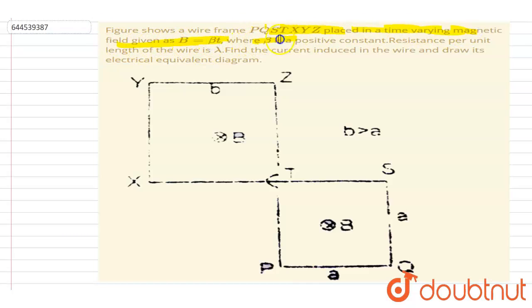Hello everyone, the figure shows a wire PQRSTXYZ placed in a time-varying magnetic field given as B is equal to beta T. Beta is a positive constant, and the resistance per unit length is lambda. Find the current induced in the wire and draw the electrical equivalent.